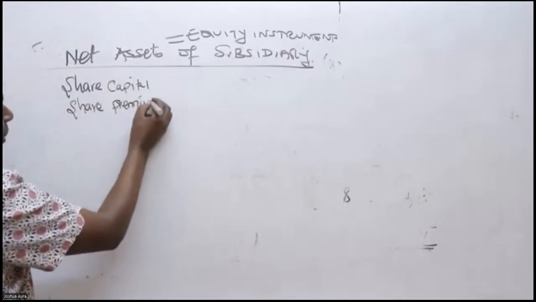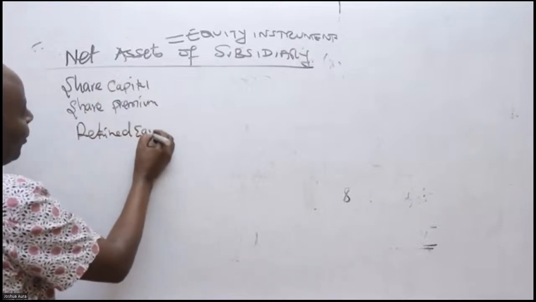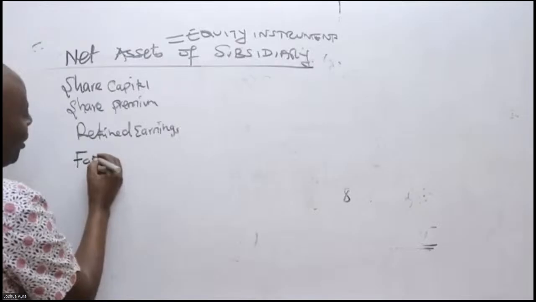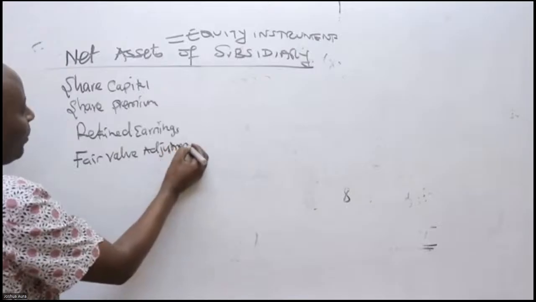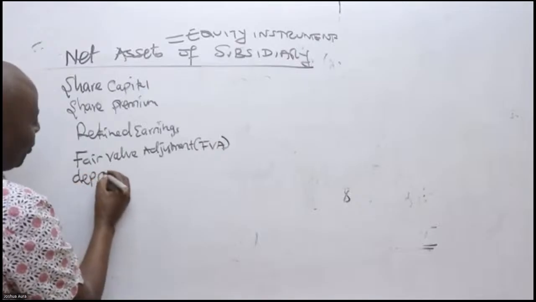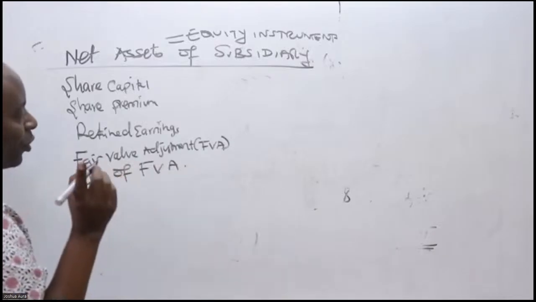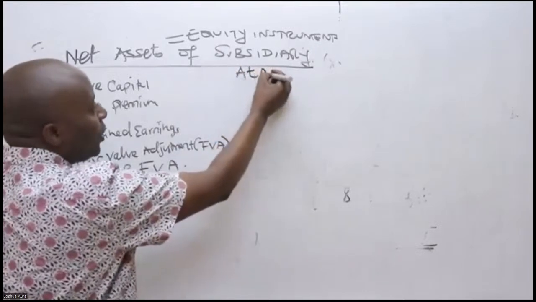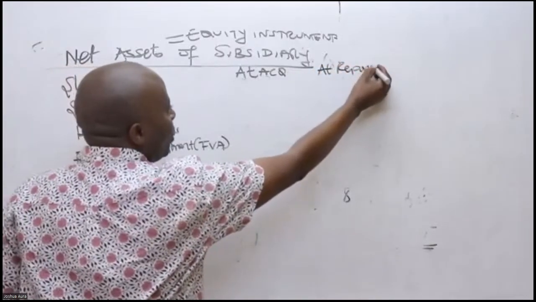We have in this case the retained earnings, and then we have what we call the revaluations or the fair value adjustment, and then we shall be having what we call depreciation of fair value adjustment. Those four things. Listen, before you start writing, we shall get these net assets at acquisition and at reporting.